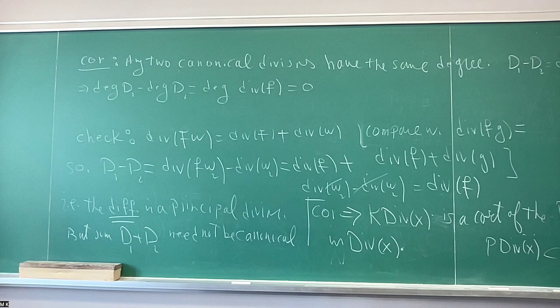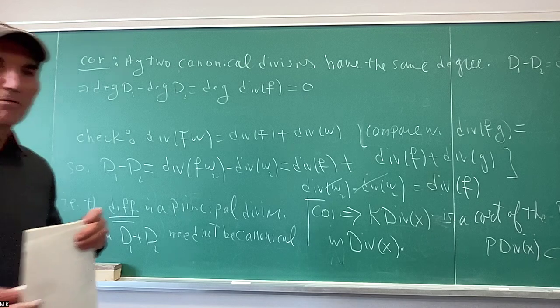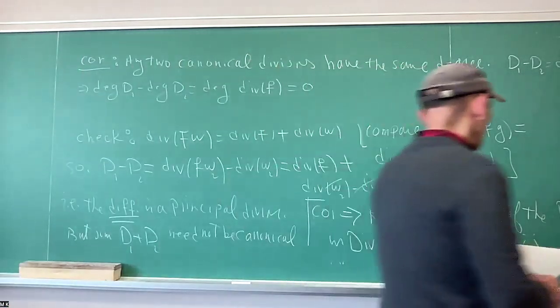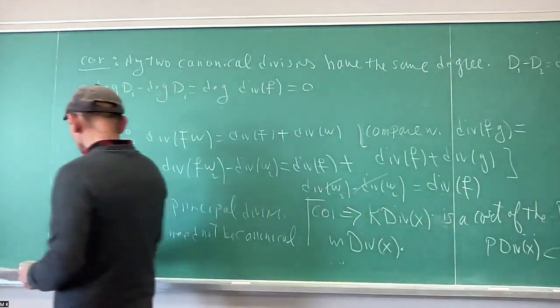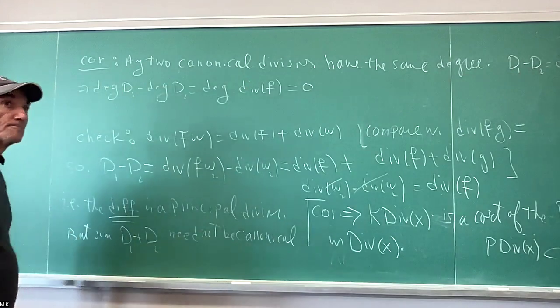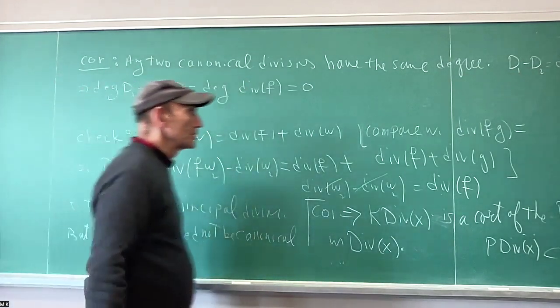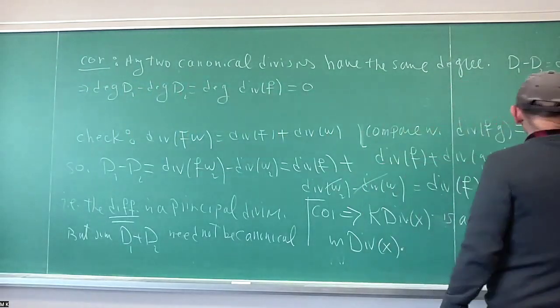So now I want to prove that the degree of any canonical divisor is minus the Euler characteristic, and then we will verify what we wanted to do. Okay, I think I can do it in 5 minutes, hopefully.